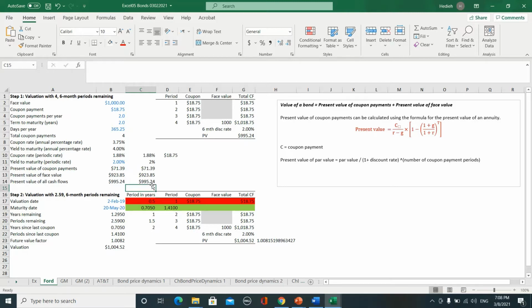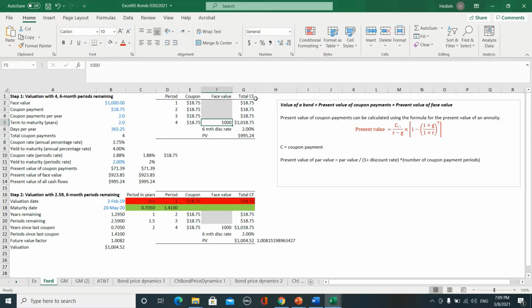So this is the price of your bond, which is $995.24. There is another way, a simpler way, to find the value of a bond. In that way, you just create a table, right? And in that table, consider all the periods that you have. So we have 4 periods, and each of these periods is a 6-month period. And you calculated your coupon payment per 6-month period, which is $18.75. So you just enter that. And then you know that you will receive face value only in the last period.